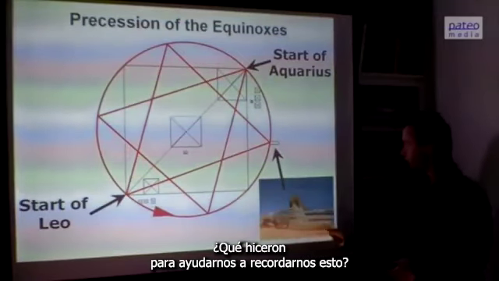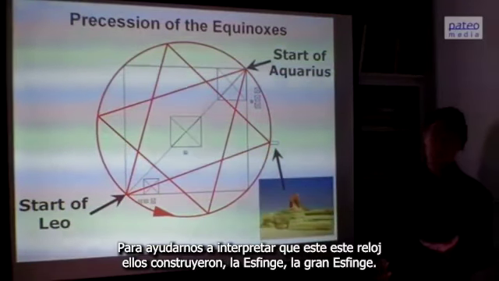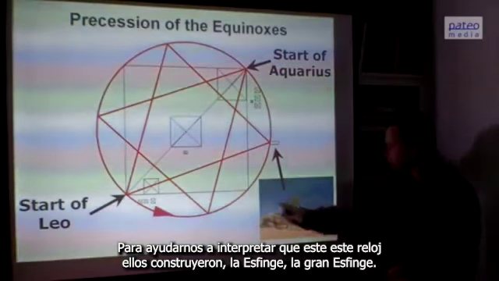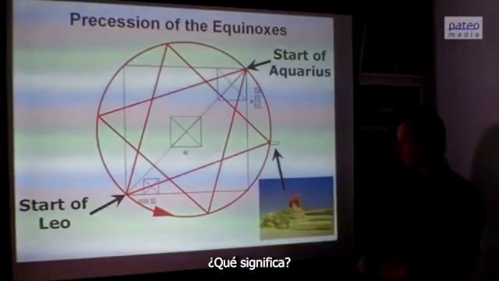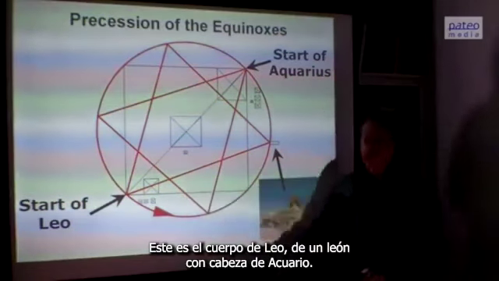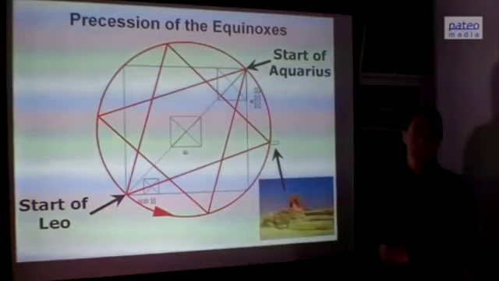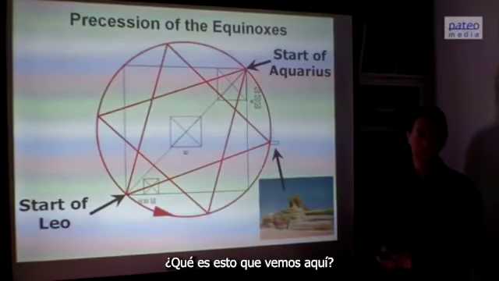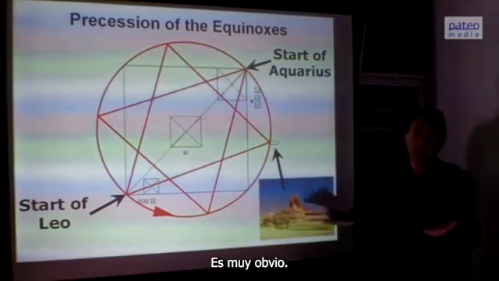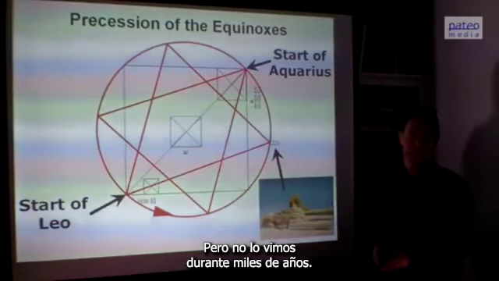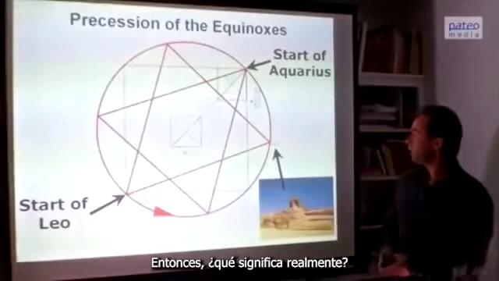What did they do to help us remind us about this, to help us interpret this clock? They built the Sphinx, the Great Sphinx. What does it mean? This is the body of Leo, of a lion, with the head of Aquarius. That is what we see here. It's very obvious, but we didn't see it for thousands of years. So what does it actually mean?